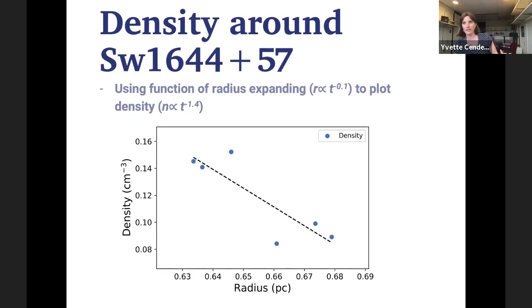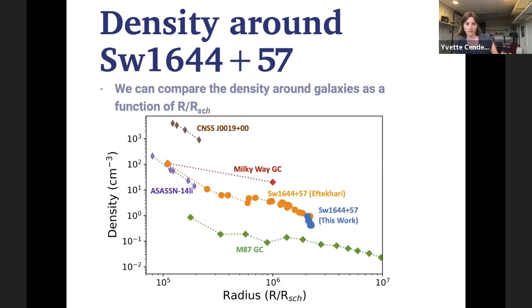What is more interesting, however, is we can look at the density around Swift J1644+57 and compare it to other galaxies that have either been studied because they're closer or have had TDEs occur around them. The scale we use here is not parsecs, but the radius divided by the Schwarzschild radius of the black hole. The reason is, of course, not all supermassive black holes are the same size. M87 is very different, say, from the Milky Way. So this is a way that we can study the density and distance without having effects from that.